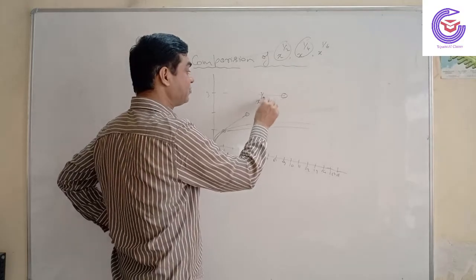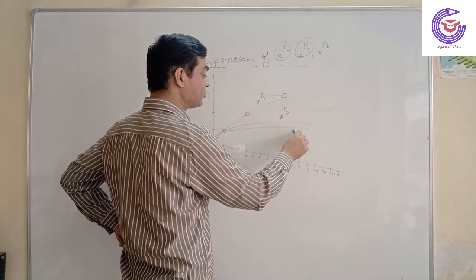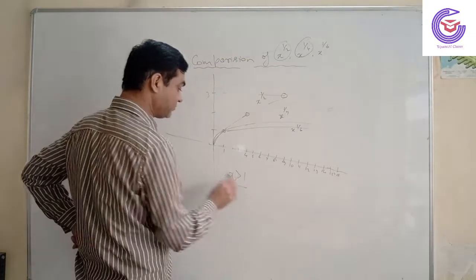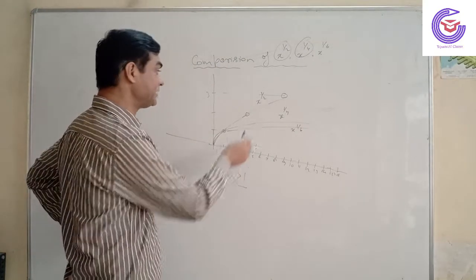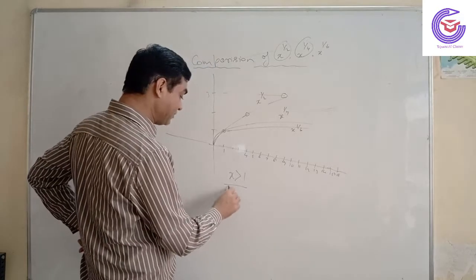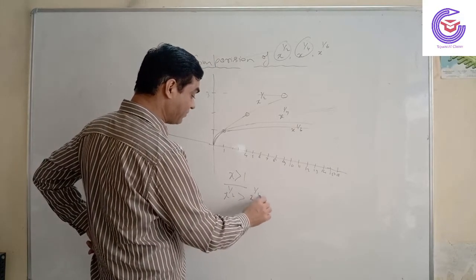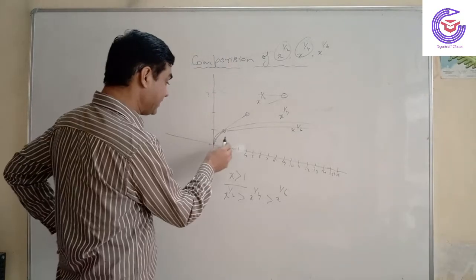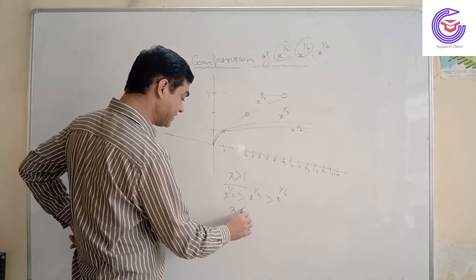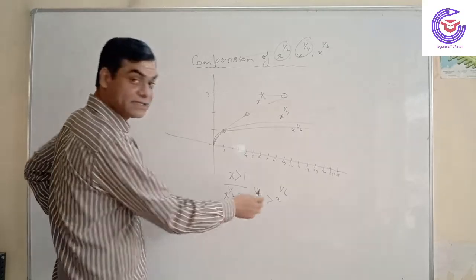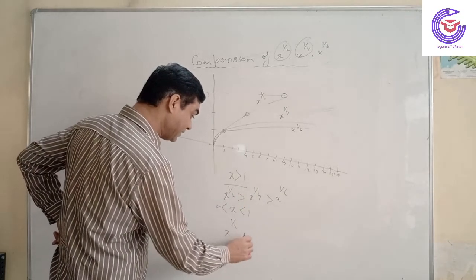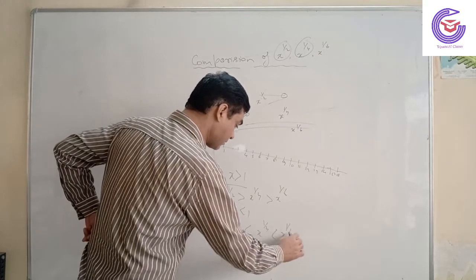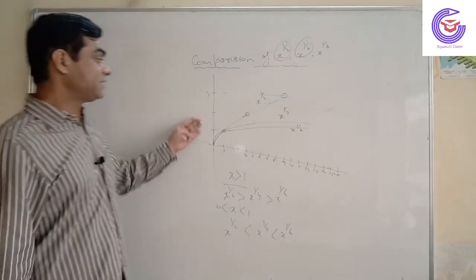So these graphs are x to the power half, x to the power 1 by 4, x to the power 1 by 6. What you notice here is, when x is greater than 1, the value of x to the power half is greater than x to the power 1 by 4, greater than x to the power 1 by 6. But when x is less than 1 and greater than 0, this order is reversed. So this is the comparison part.